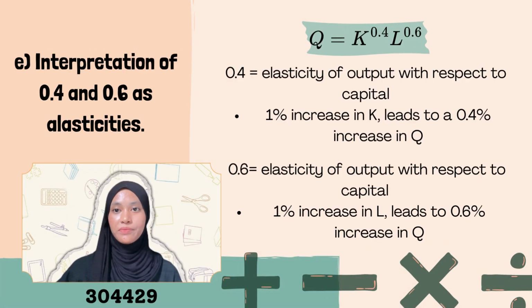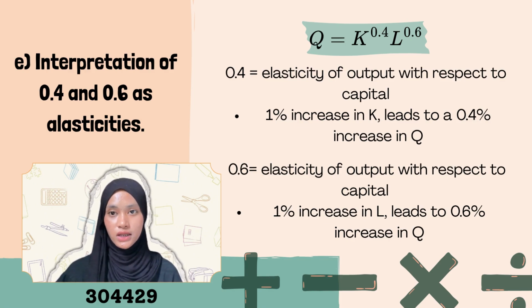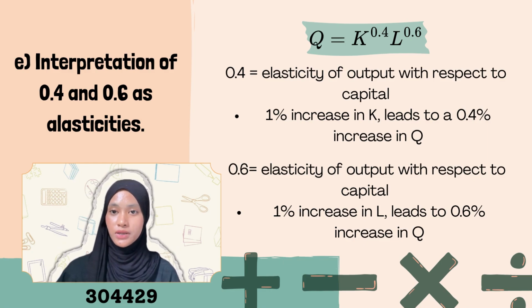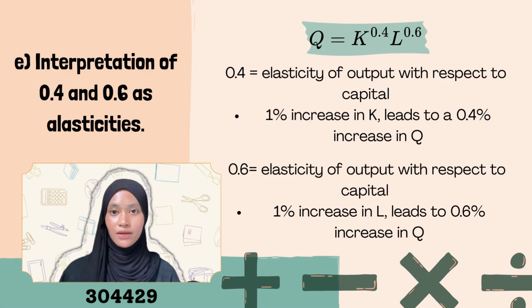Now let's move on to part E, where we need to interpret the numbers 0.4 and 0.6 in the Cobb-Douglas production function. Q equals K to the power of 0.4 times L to the power of 0.6. These two numbers are called output elasticity. What does that mean? 0.4 is the elasticity of capital K, 0.6 is the elasticity of labor L.